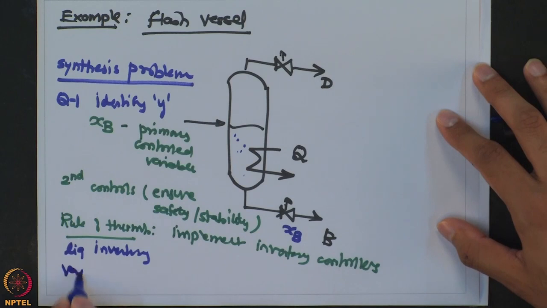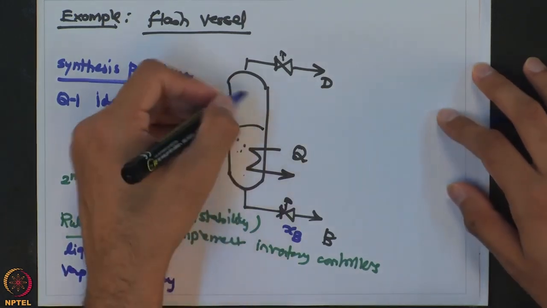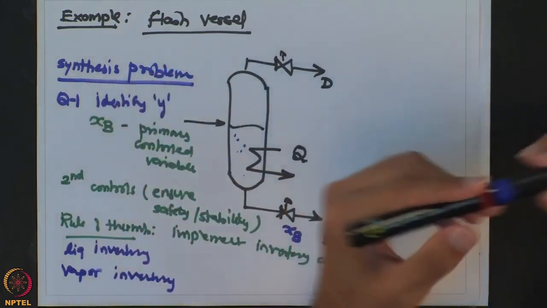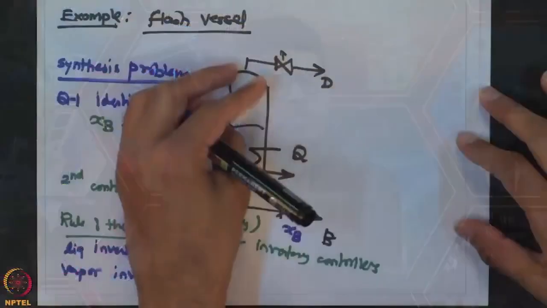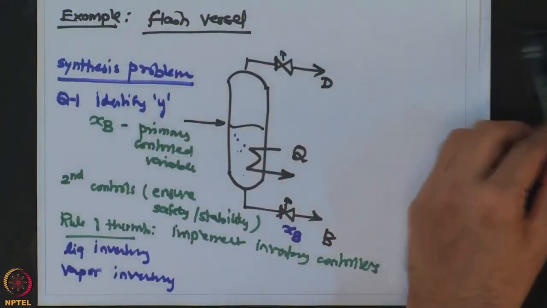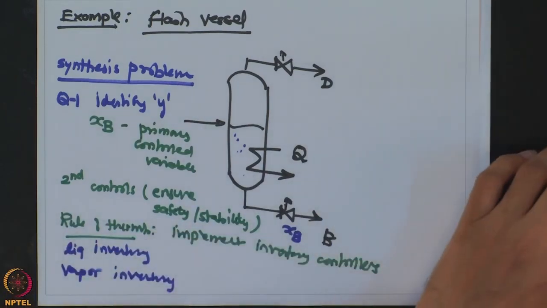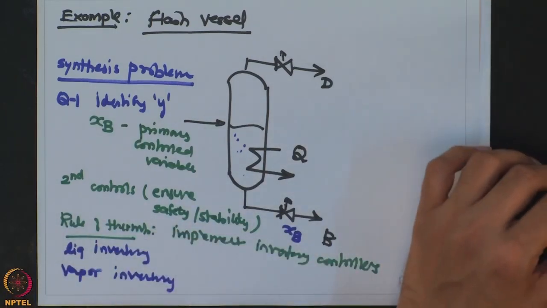And also there is a vapor inventory, which means how much vapor is present inside this vessel. As the flash vessel works on the principle of vapor liquid equilibrium, you have to maintain a sufficient amount of vapor and a sufficient amount of liquid inside this system. So that's what this rule of thumb says. You have to have control over the inventories.